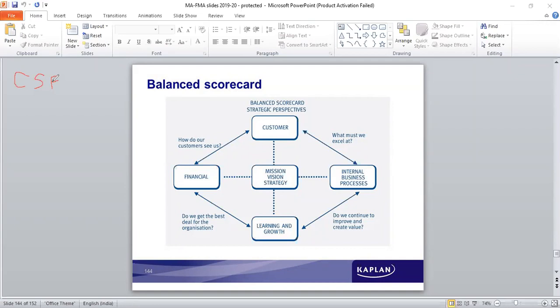So the first step is to identify what are the critical success factors. Under each perspective, the first step is to identify CSFs. Mere identifying of the CSFs will not serve the purpose. So these CSFs also have to be measured. What is sales? If we define that sales is one crucial factor for the success of the business, is that sufficient?